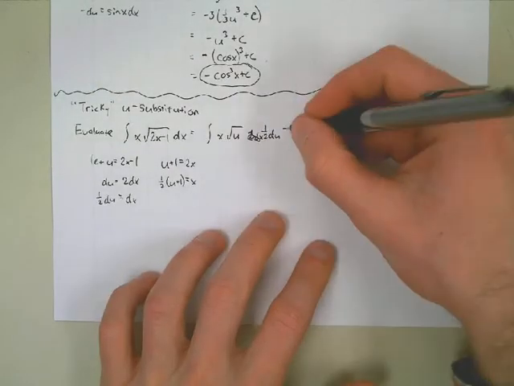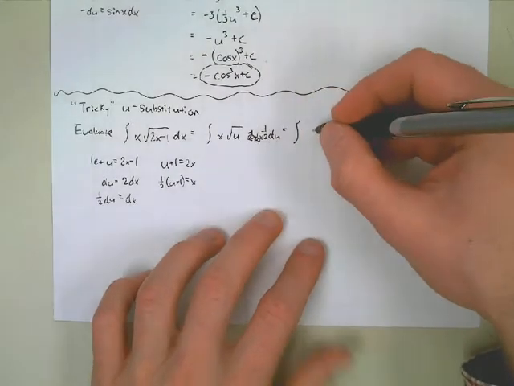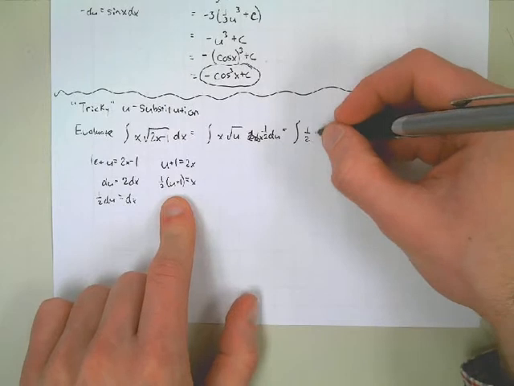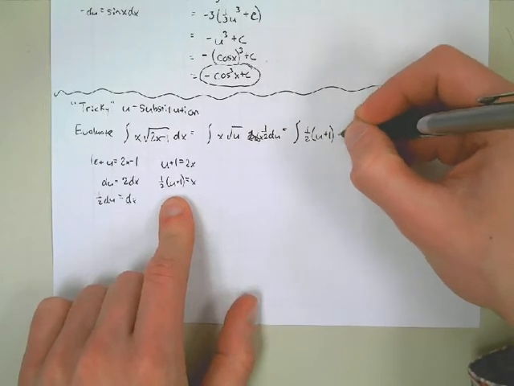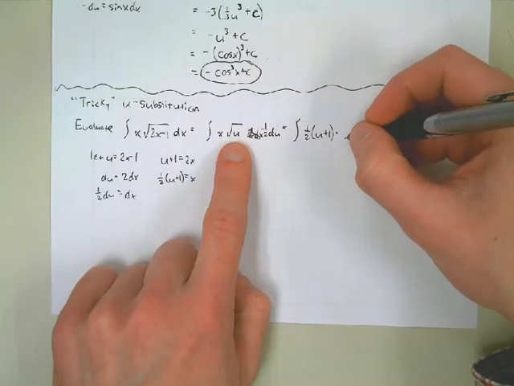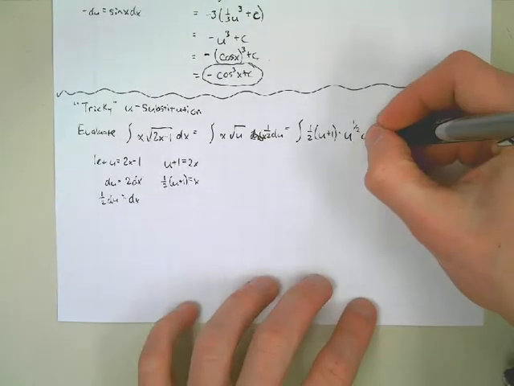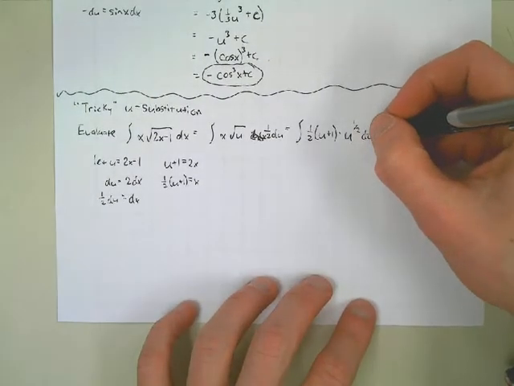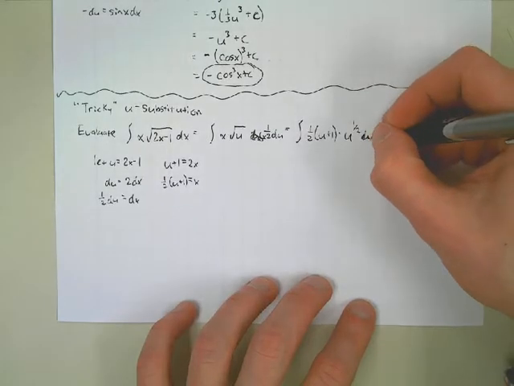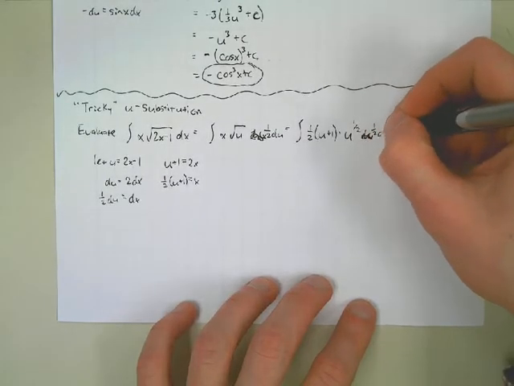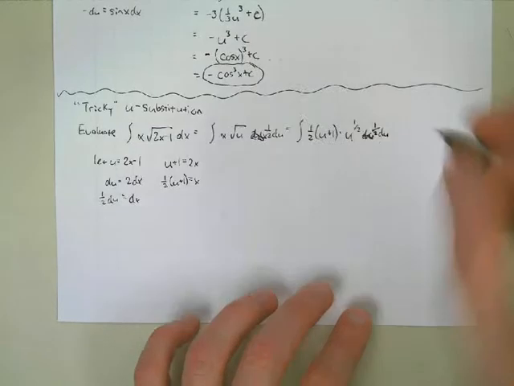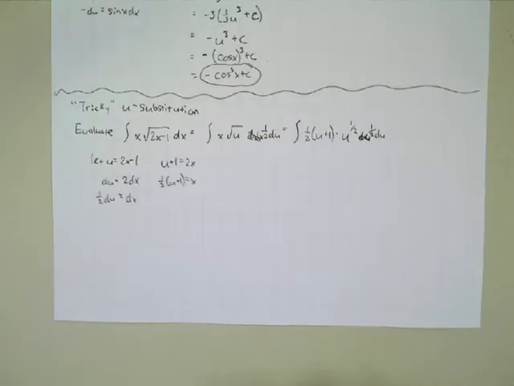So now this becomes the integral, instead of x, it's 1/2 (u plus 1) times u. And instead of square root of u, let's write that as u to the 1/2. And then the du. Oops, it's 1/2 du. Don't forget the 1/2 du there. Do we need to simplify the integral more?